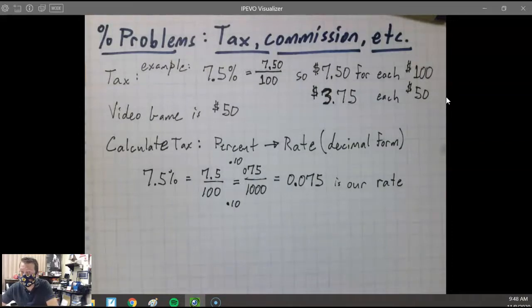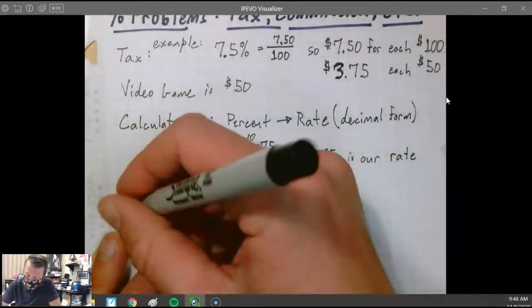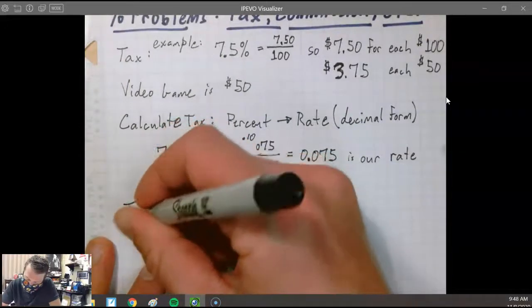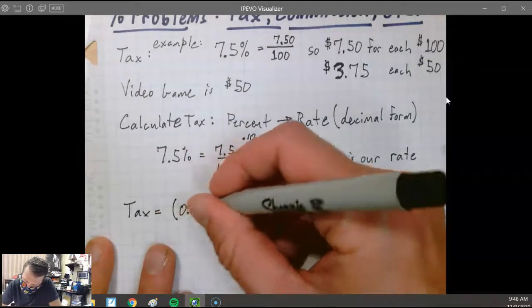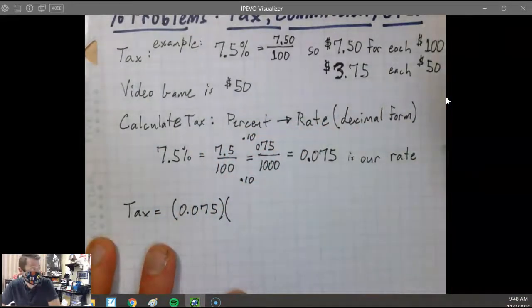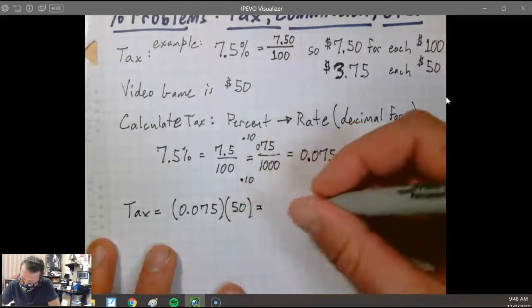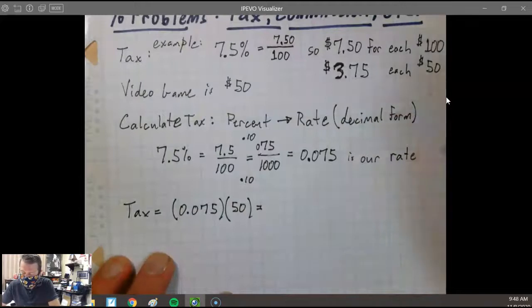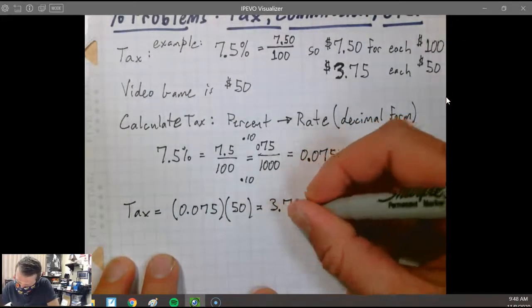Now we can actually just multiply. So it's the rate times the original amount, right? So our tax will be 0.075 times, how much was the video game? 50. And that in a calculator will come out to give us 3.75.